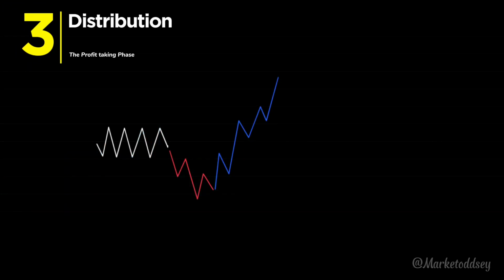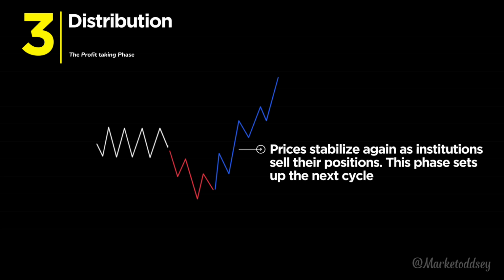3. Distribution, the profit-taking phase. After a big move, prices stabilize again as institutions sell their positions. This phase sets up the next cycle. Let's see this in action.